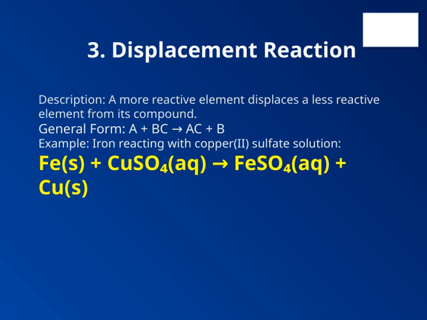So, iron in solid form reacts with copper sulfate in aqueous solution, resulting in iron sulfate in solution and solid copper being released. This type of reaction highlights the importance of the reactivity series because it tells us which elements are capable of displacing others. It's a fundamental concept that helps us understand how metals react and why certain reactions happen while others don't. Remember, the key idea here is that a more reactive element can displace a less reactive one, which is central to understanding many chemical processes in both lab and real-world applications.